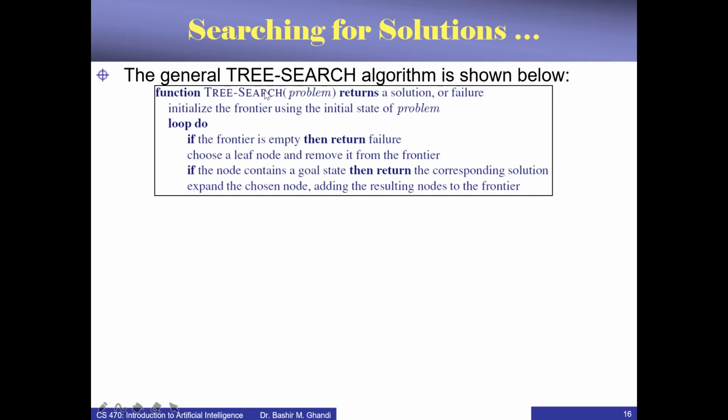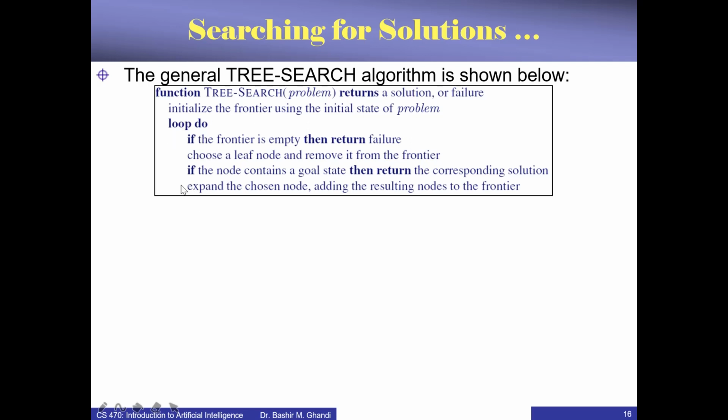Now the first thing the tree search algorithm does is it will initialize the frontier. You can think of this frontier like a queue. So initialize the queue with the initial state. Okay, the problem, remember, one of the components inside the problem is the initial state. It has the initial state, it has the transition model, it has the test we can use to know if we have reached the goal state, and so on. So from the problem, take out the initial state and use it to initialize the frontier.